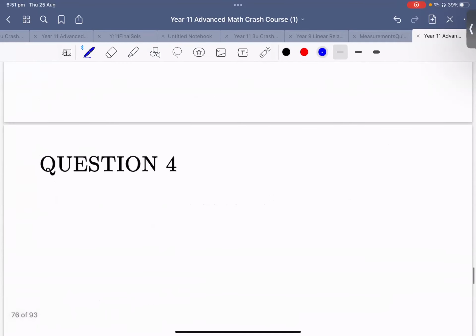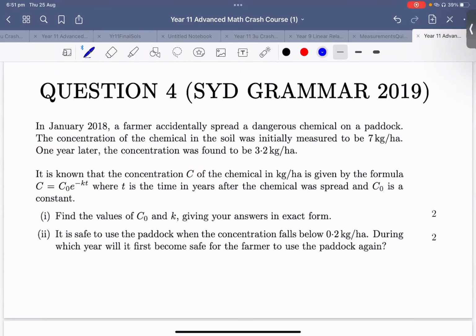Yep. All right, this is a long worded problem. Just open something else. All right. So let's break this down. In January 2018, a farmer accidentally spread a dangerous chemical on cattle. The concentration of the chemical in the soil was found to be 3.2 kilograms. It's decreased from 7 to 3.9.